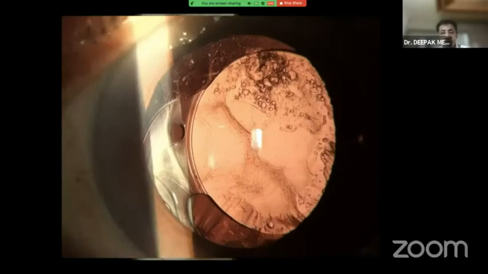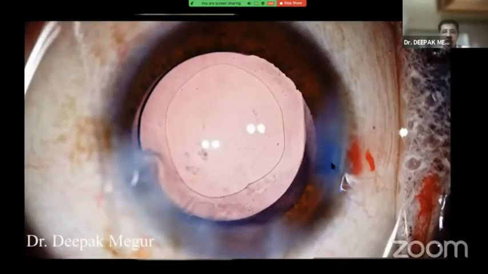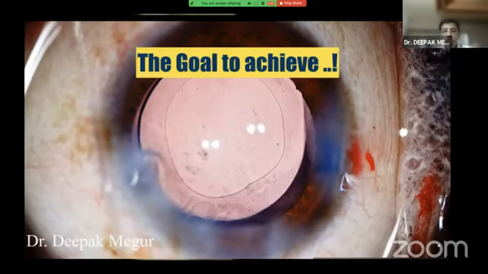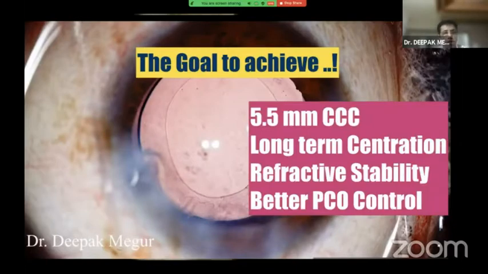This is another case. After 2 years, we have got a very large Rexis. You can see the margin is somewhere here. The lens is displaced out. This is a soft lens. And we can see, of course, the PCO is there, a lot of fibrosis. Ultimately, we want to have a situation like this where 360 degrees of the optic is covered by the Rexis margin. This is the goal to achieve, simply because it ensures long-term centration and refractive stability.